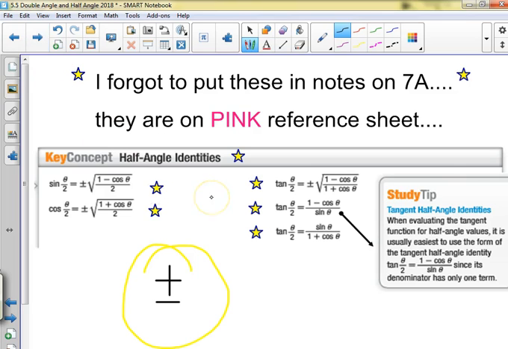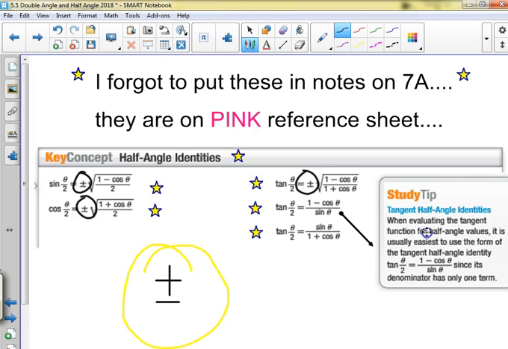I did not put these anywhere in your notes. They're all over the pink sheet, but I forgot to put them on your notes, okay? These are the half angle identities. Do you see how they all have plus or minus here? The plus or minus business, you have to determine, is it plus or is it minus? We're going to talk about that a little bit later.